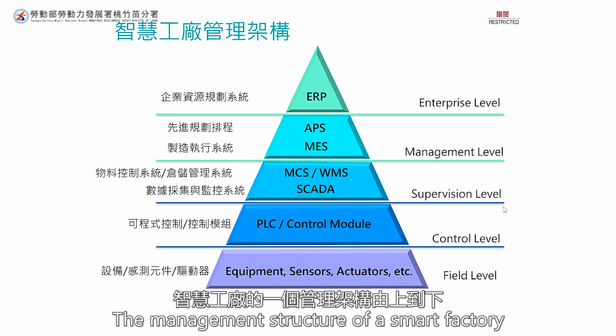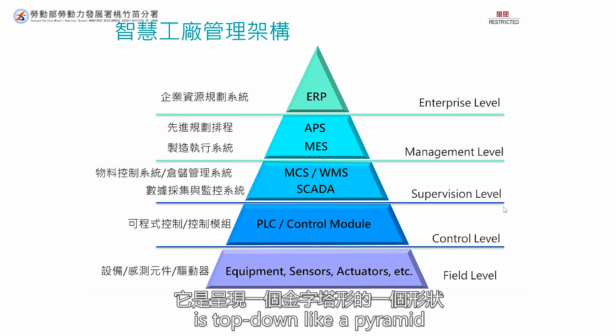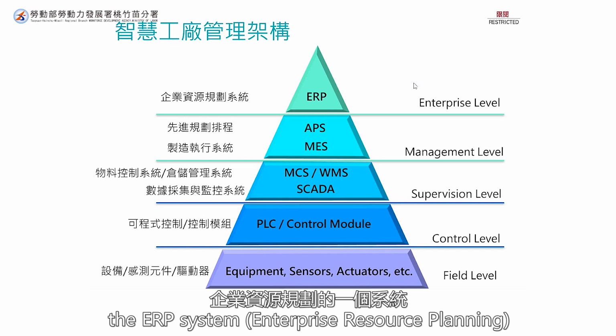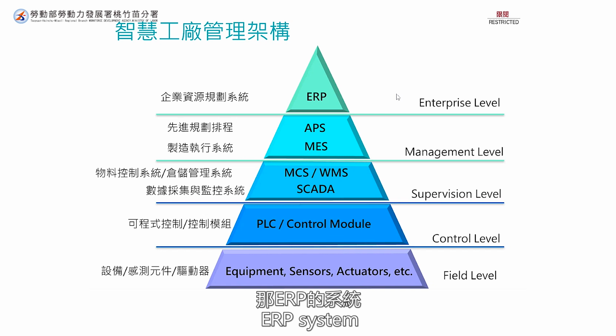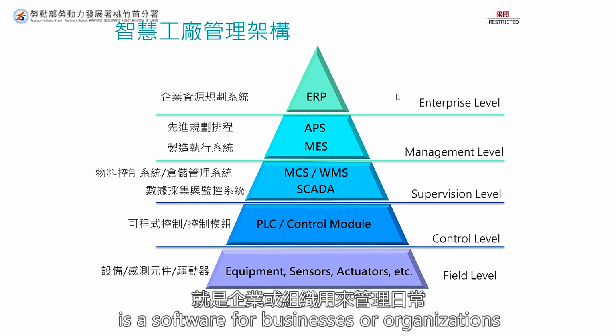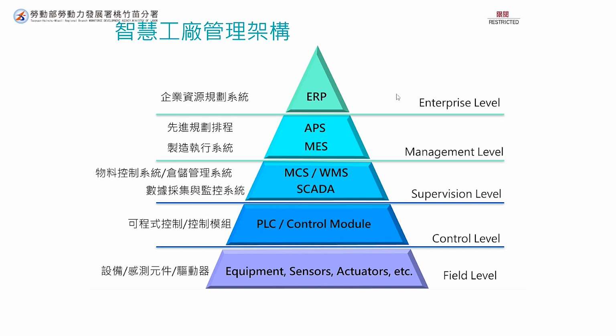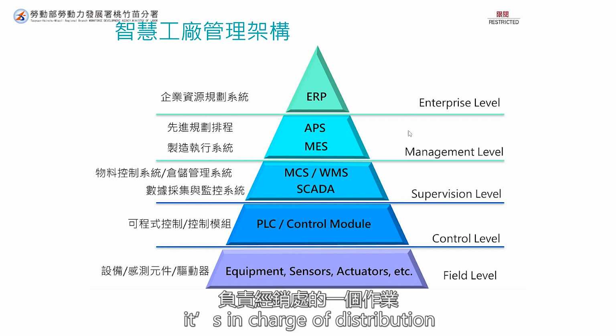Okay, the management structure of a smart factory is top-down, like a pyramid. At the top, there is the ERP system, Enterprise Resource Planning. ERP system, simply put, is software for businesses or organizations to manage their day-to-day operations, which includes functions of HR, procurement, accounting, and supply chain management. So basically in charge of distribution.